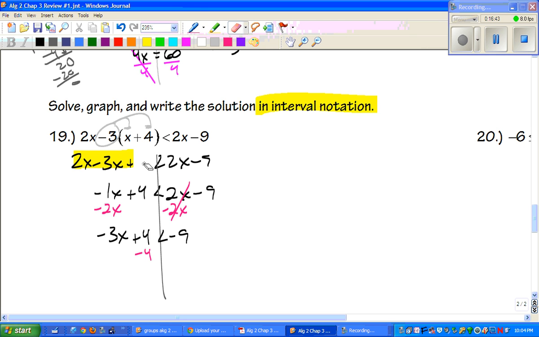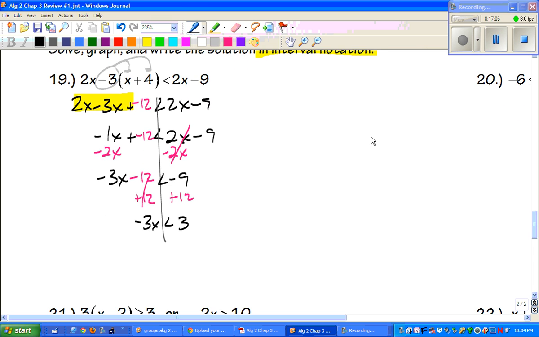Oh, man, I'm making all sorts of mistakes right here, guys. Hopefully you're yelling at me. Negative 3 times 4 is negative 12. And to get rid of that negative 12, we have to add 12. There we go. So negative 3x is less than 3. To get the x by itself, we need to divide both sides by negative 3. And we get x. The answer is negative 1.